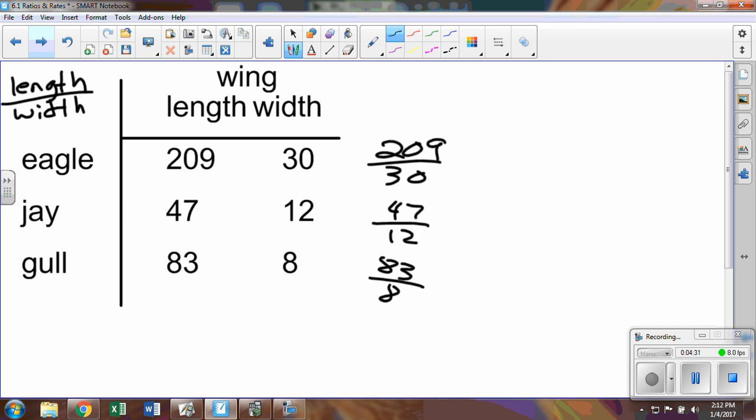Which one of these birds has the largest ratio for length to width? Well, of course, it's obvious to look at it and say the biggest wing belongs to the eagle. It's the longest, it's the widest. Obviously, the eagle is the biggest bird, but that doesn't mean that it has the largest ratio. In order to compare the ratios, it'd be pretty simple. We could just take this stuff and put it directly into a calculator. 209 divided by 30 and simplify it out.